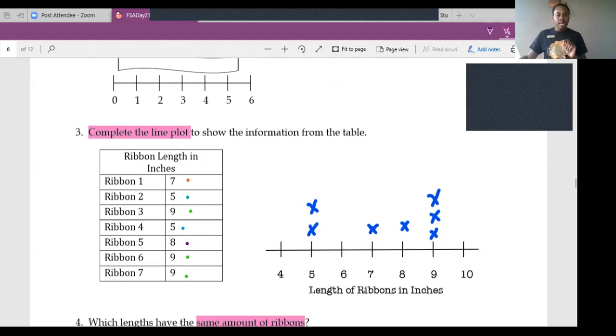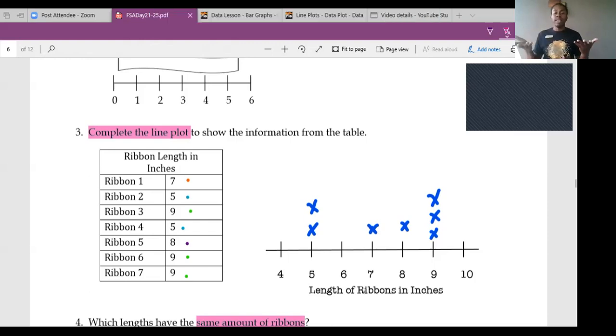Now, if we take a look at our table, we have ribbon length in inches. Ribbon 1 is 7, ribbon 2, 5, ribbon 3, 9, ribbon 4, 5, ribbon 5, 8, ribbon 6, 9 inches, and then ribbon 7 is 9 inches as well. So when we're thinking about a line plot, remember that the number of times a length appears is how many X's you'll have. If I see the number 7 in there 4 times, that means I'm gonna have 4 X's above number 7 on the length of ribbons in inches on the number line, okay?